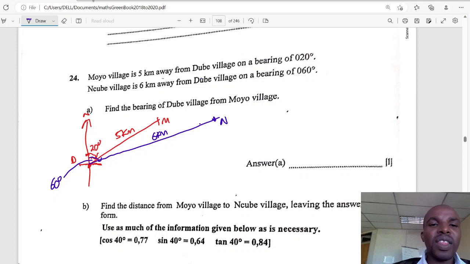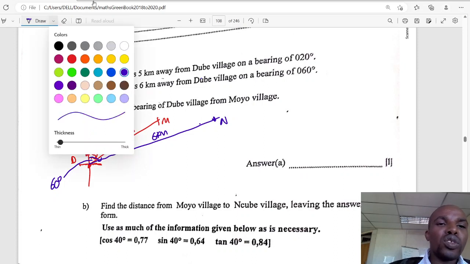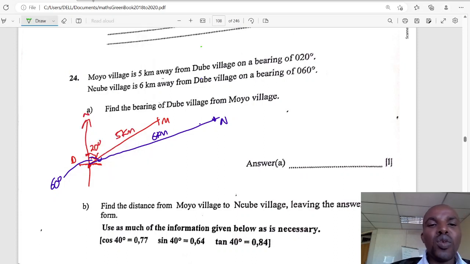That's Ngube village. Then they said, find the bearing of Due village from Moyo village. Due from where? From Moyo. So please take note of the from point. From Moyo. So you go from Moyo and you draw your north at the from point Moyo. And we want the bearing of what? Find the bearing of Due village from Moyo. So we want Due from Moyo. Due is here. So Due from Moyo is this one. This is the angle that we want.